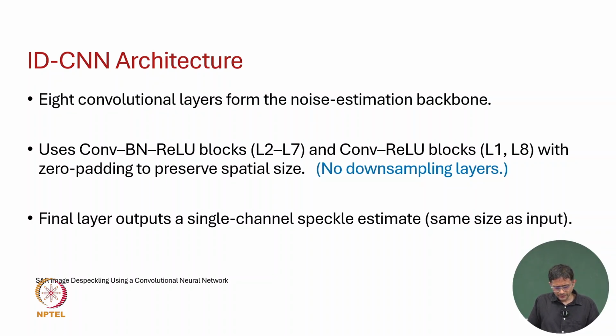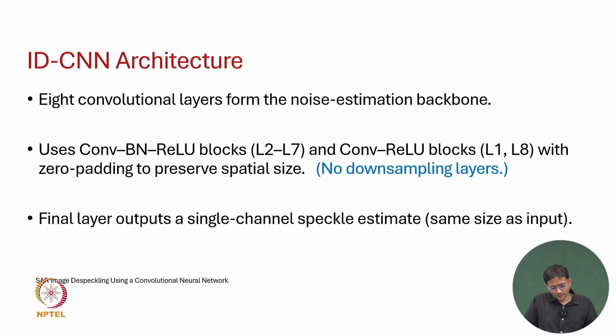We don't really want to downsample, right? We want an output which is the same size as our input in this case. That's why we are using padding to preserve the spatial size. Additionally, we are not using any downsampling layers.